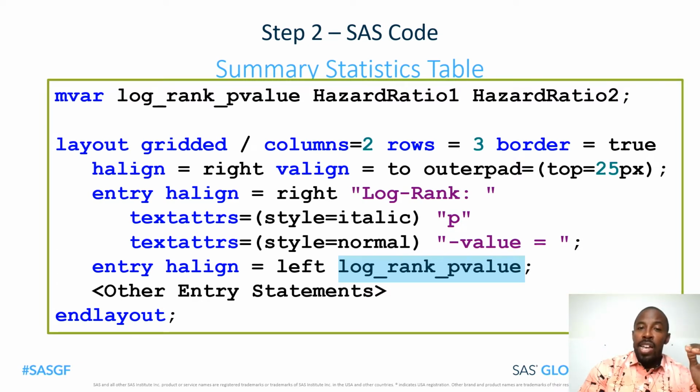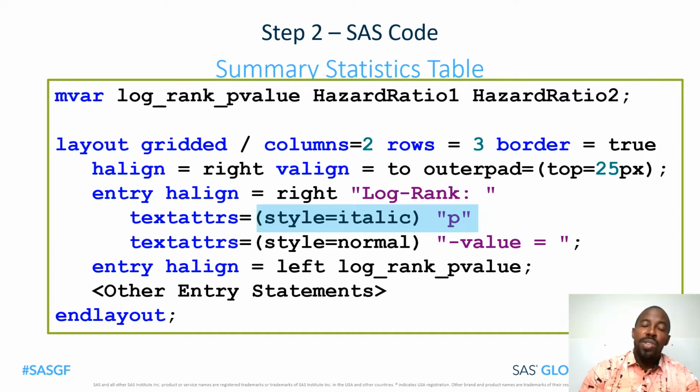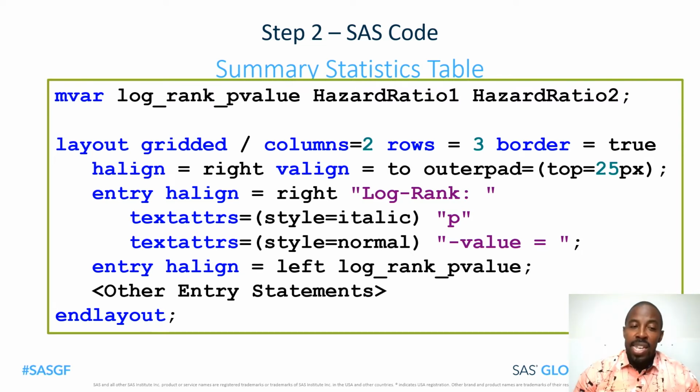Therefore, the log-rank p-value will be shown in the plot. In the entry statement, you can also use the text attributes option to specify the attributes of the text, and therefore we have different attributes for different texts, as seen in the P within the P value. You can see that the text attributes option style equals italic is used to make the P within the P value be displayed in italic font.